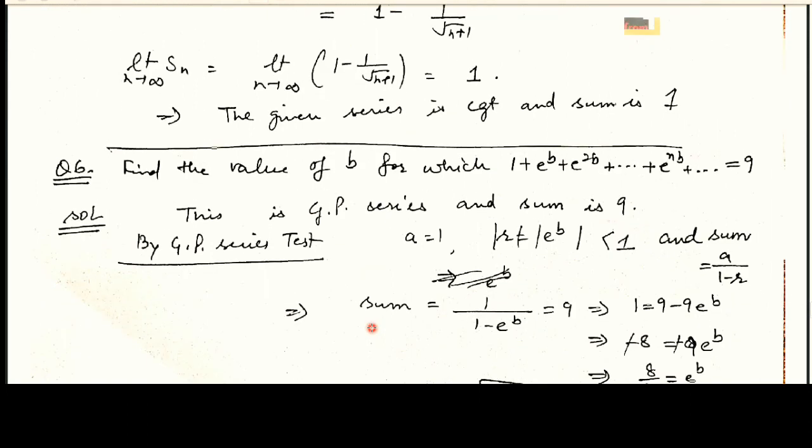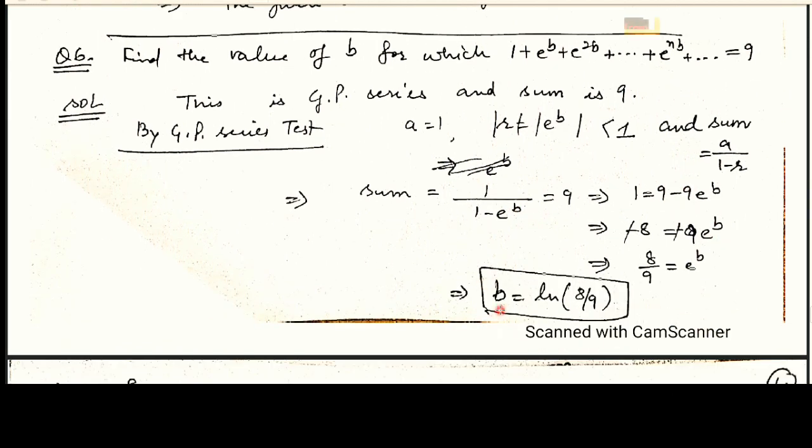In question 6, find the value of B for which this given series is convergent and converges to 9. Here the sum is already given to us, which means our series is convergent. It means the ratio is strictly less than 1. Here the first term is 1 and the common ratio is e to the power b. Since it is a GP series, it converges to A upon 1 minus R. Now you just substitute the value of A and R. Simplify this, and you will have the value of B.